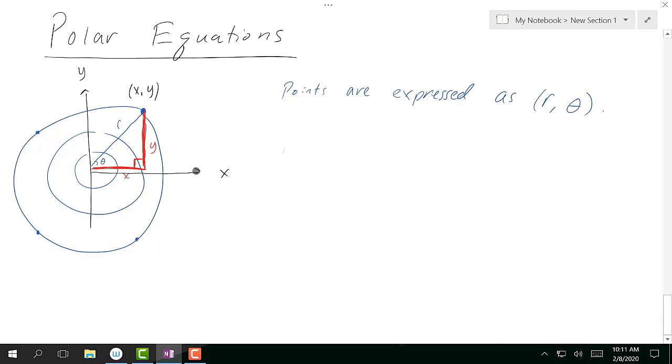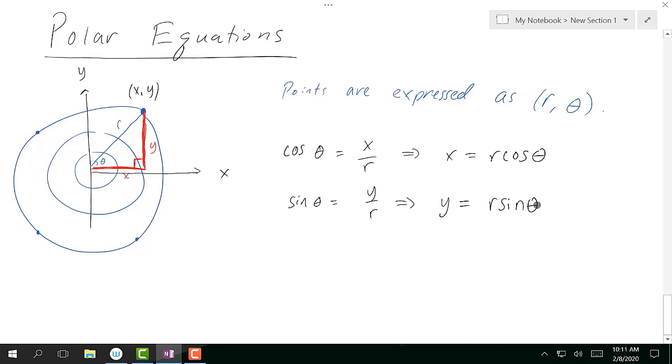All right, so what we're going to have is that the cosine of theta is adjacent over hypotenuse, so x over r, which tells me that x is equal to r times cosine of theta. Similarly, for the sine of theta, we get y over r, which means that y is equal to r times sine of theta.